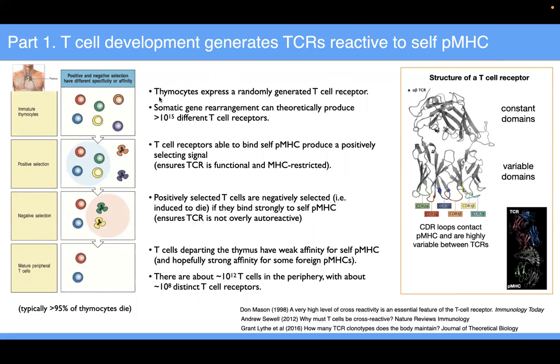They start off as precursor cells in your thymus. And effectively what happens is that through gene recombination and insertions and deletions, they are able to generate a random T cell receptor.